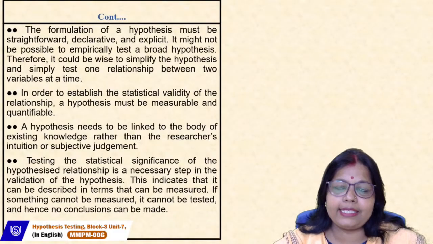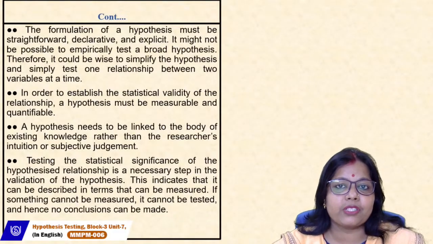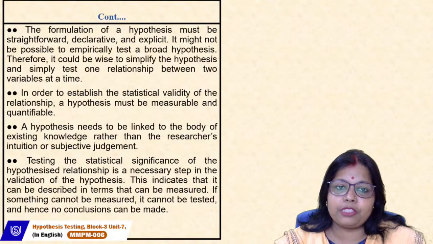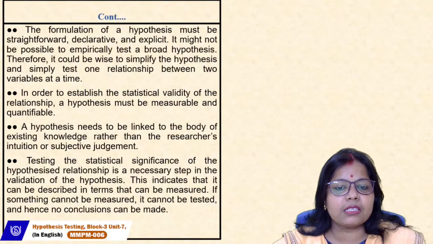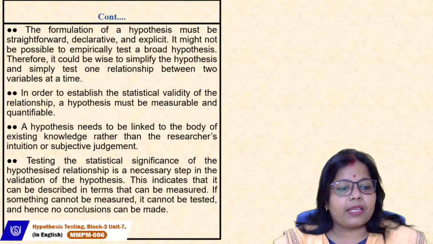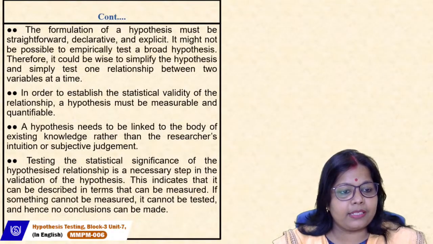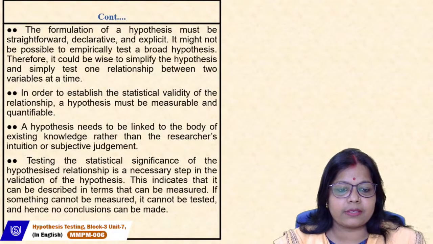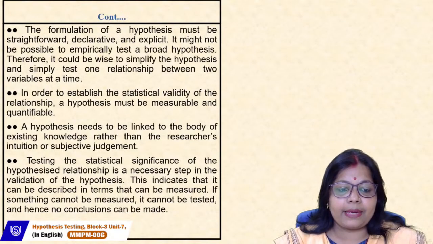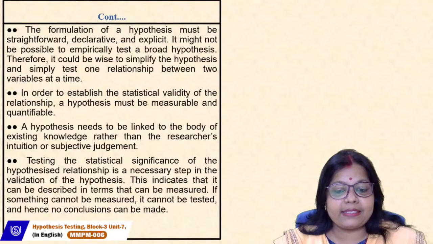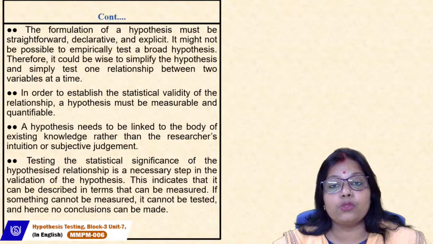Whatever we have written previously, as in the previous slide, we saw what two hypotheses we framed from the subject of the research, not from the researcher's intuition. Then the fourth one: testing the statistical significance of the hypothesized relationship is a necessary step in the validation of the hypothesis. This indicates that it can be described in terms that can be measured. If something cannot be measured, it cannot be tested, and hence no conclusion can be made.